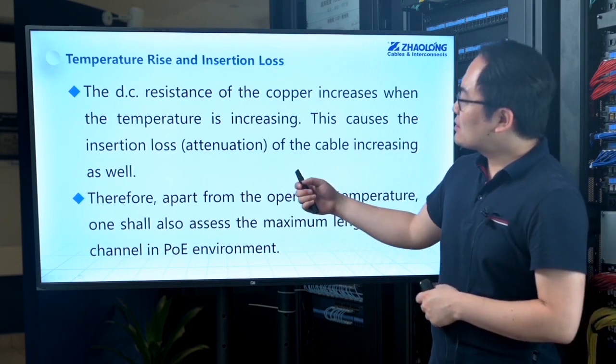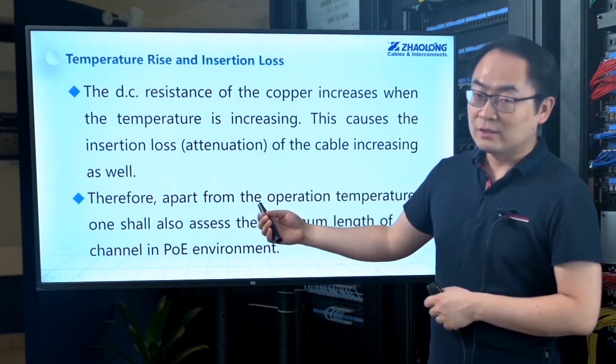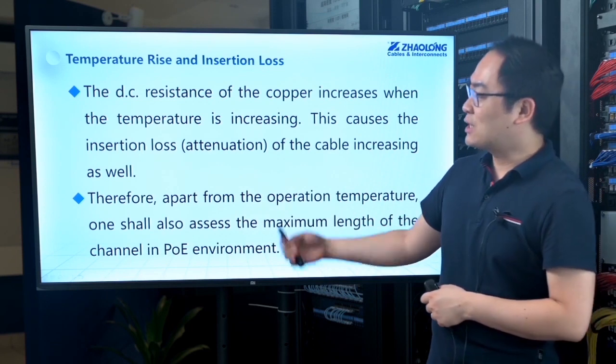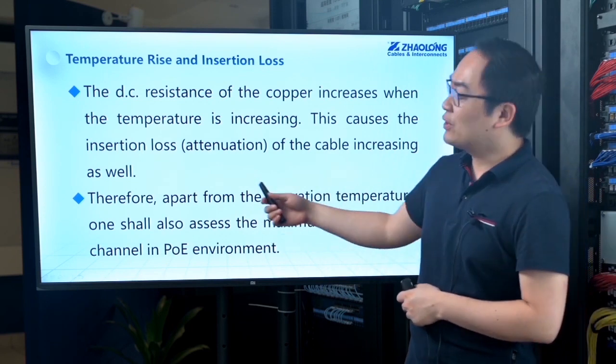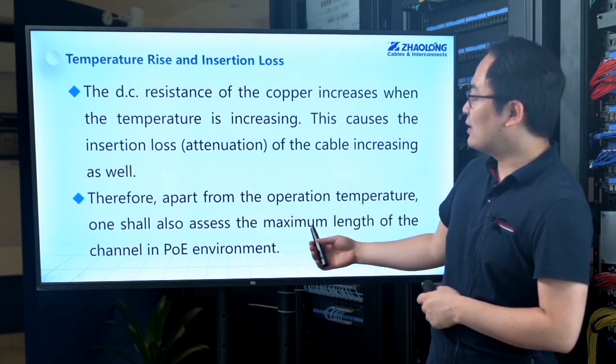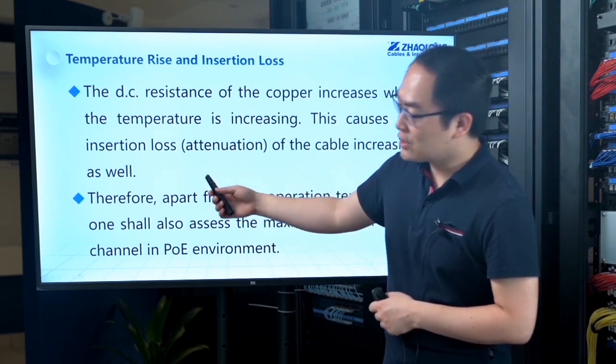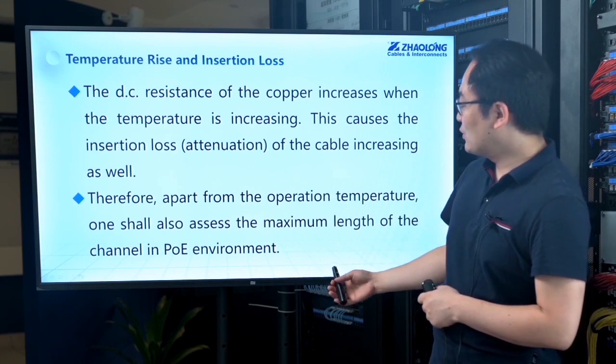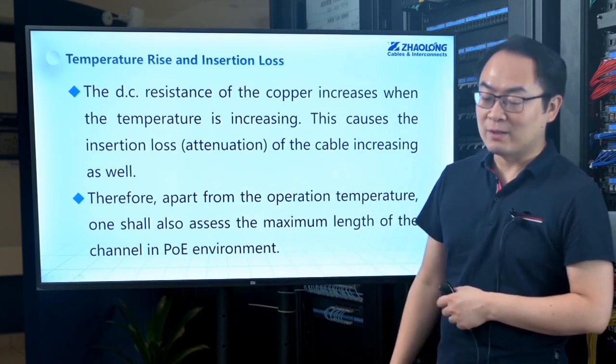The next thing is that when the temperature increases, the resistance of the copper increases as well. That means the cable insertion loss will increase. You still have to assess another thing: making sure the insertion loss of your channel still complies with the standard requirement.